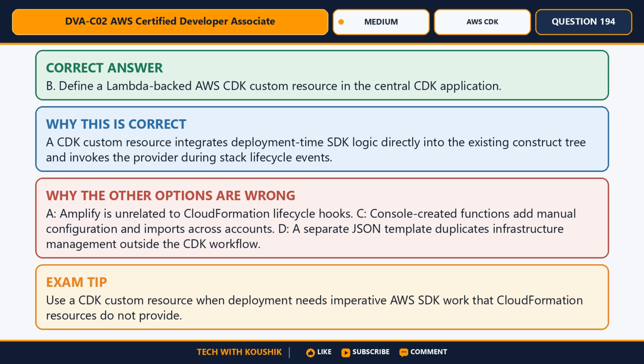A. Amplify is unrelated to CloudFormation lifecycle hooks. C. Console-created functions add manual configuration and imports across accounts. D. A separate JSON template duplicates infrastructure management outside the CDK workflow. Exam tip. Use a CDK custom resource when deployment needs imperative AWS SDK work that CloudFormation resources do not provide.